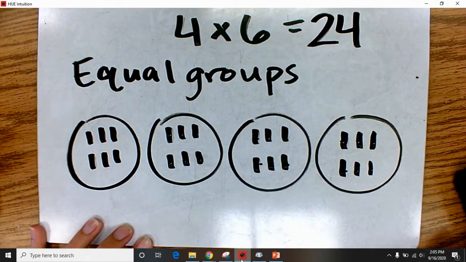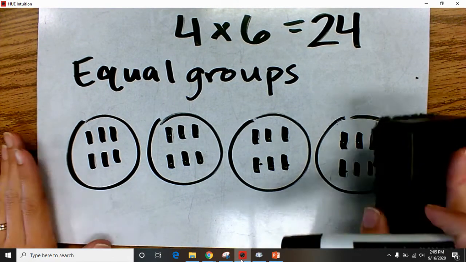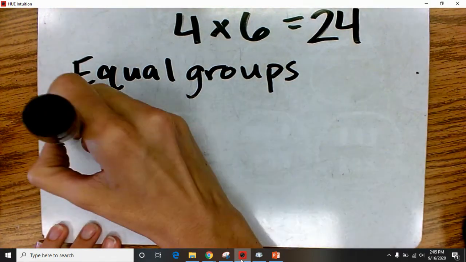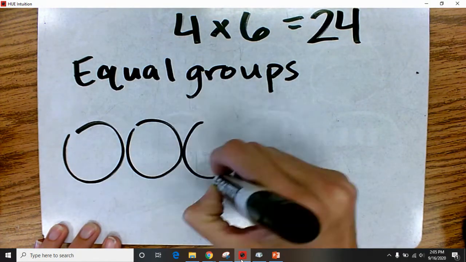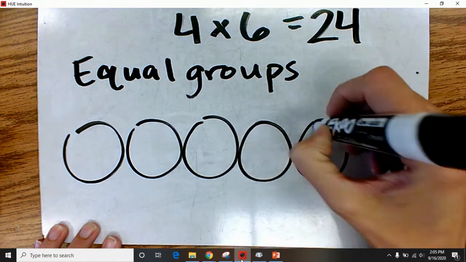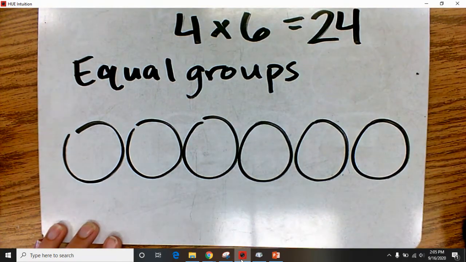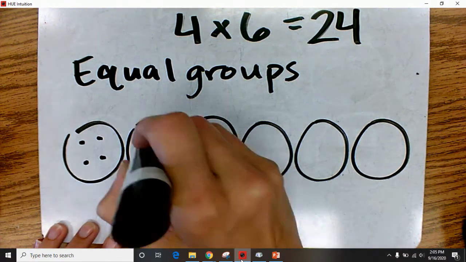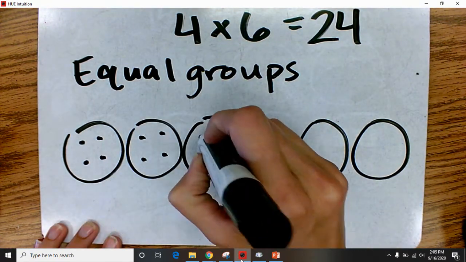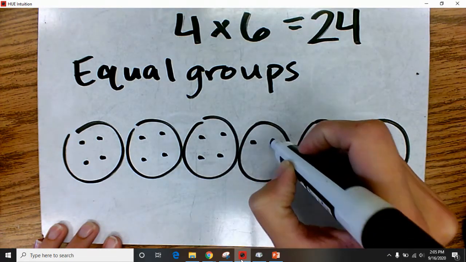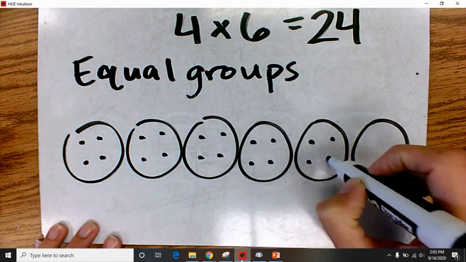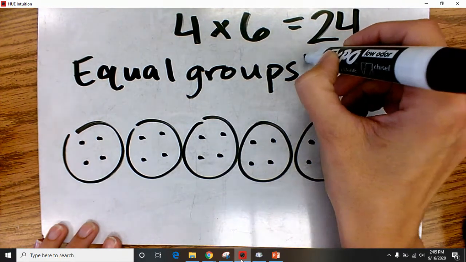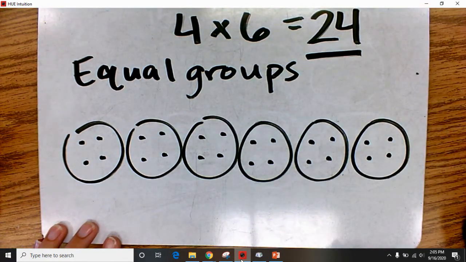There's another way to show 4 times 6 using equal groups. I could also draw 6 groups and put 4 objects in each group. 1, 2, 3, 4. Either way, I will still end up with a total of 24 objects.